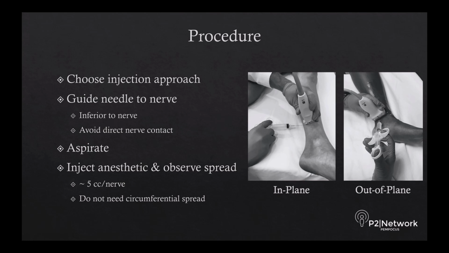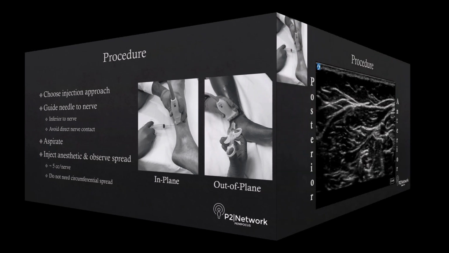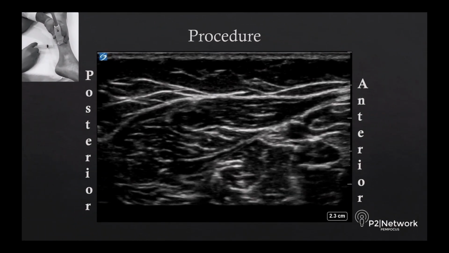Once you've done that, you want to go and inject your anesthetic and observe its spread. We'll typically inject about 5 cc's per nerve. You do not need circumferential spread of your anesthetic when doing this injection. As long as you've got a nice collection of anesthetic next to the nerve, you should get a nice dense block. Here we'll watch that procedure through its steps.